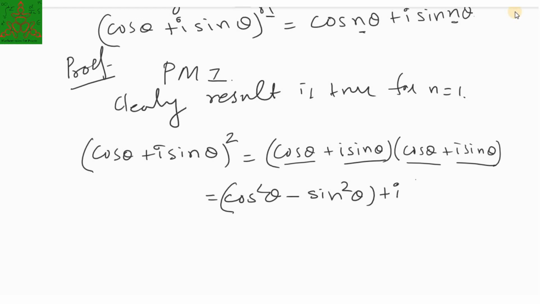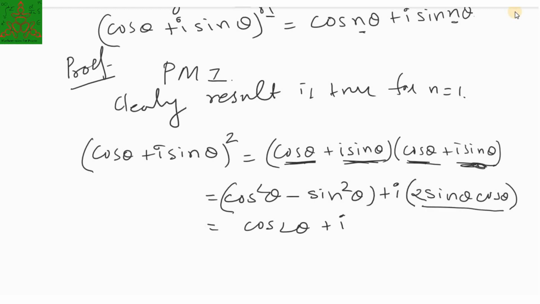plus there are terms with i. This i sin theta multiplies cos theta, so it is i sin theta cos theta, and also this cos theta multiplies this i sin theta, so it is again i sin theta cos theta. So it is 2 times i sin theta cos theta. The first part gives you cos 2 theta, plus 2 sin theta cos theta gives you sin 2 theta. So we can say that the result is true for n equal to 2.